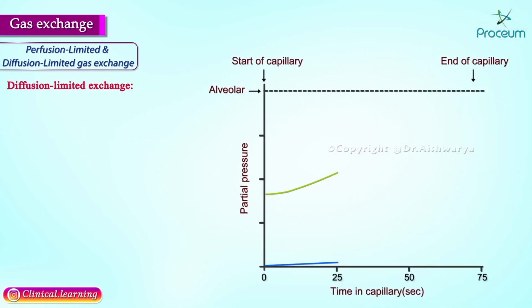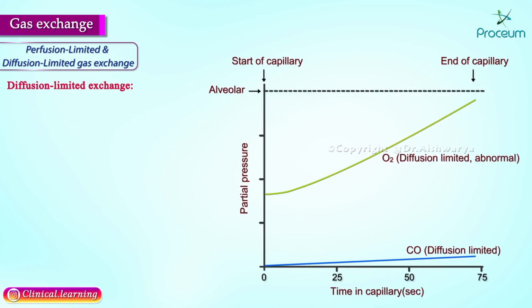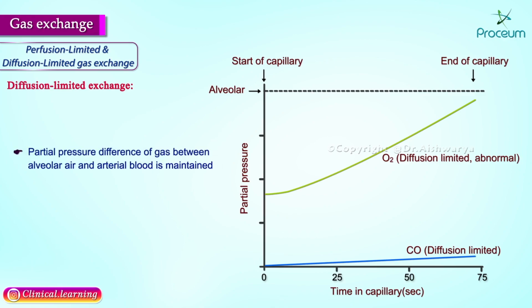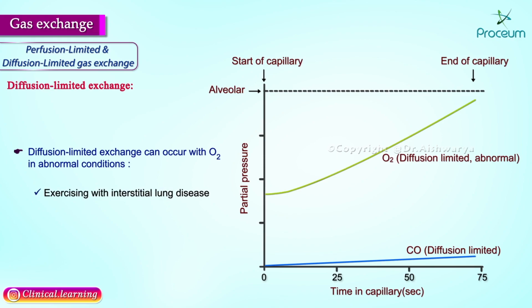And next, what is diffusion limited exchange? By the time the gas reaches the end of the pulmonary capillary, the gas does not equilibrate, and the partial pressure difference of the gas between the alveolar air and the arterial blood is maintained. As long as the partial pressure gradient exists, the diffusion continues. Diffusion limited exchange can occur with oxygen in abnormal conditions like exercising with interstitial lung disease, or in healthy people who exercise vigorously at high altitudes.